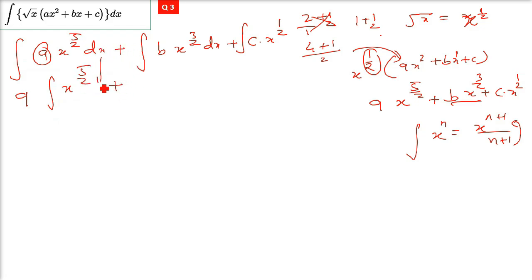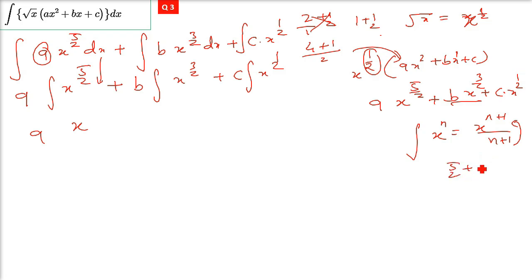Now x raised 5 by 2, as I am saying, dx will always be there. So we have a mutual agreement. I am not writing dx, and you will always write dx. Next one, b integration of x 3 by 2. This step is only taking the constant outside, because a constant in differentiation or integration will not affect it. It can be taken outside.